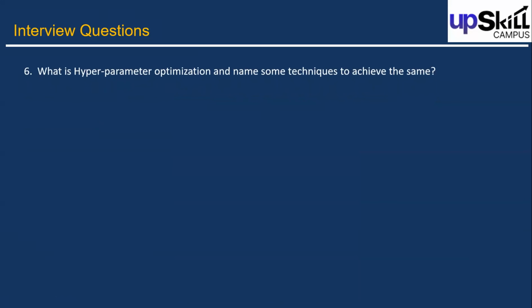Okay, the last question is, what is hyperparameter optimization, and name some techniques to achieve the same. Let's start with what hyperparameters are, and then you can explain hyperparameter optimization. Sir, by changing these parameters, we can change the performance of our model. No, I'm asking what are hyperparameters? You answered the optimization part, right? Yes, sir. By changing it, we can optimize our model.